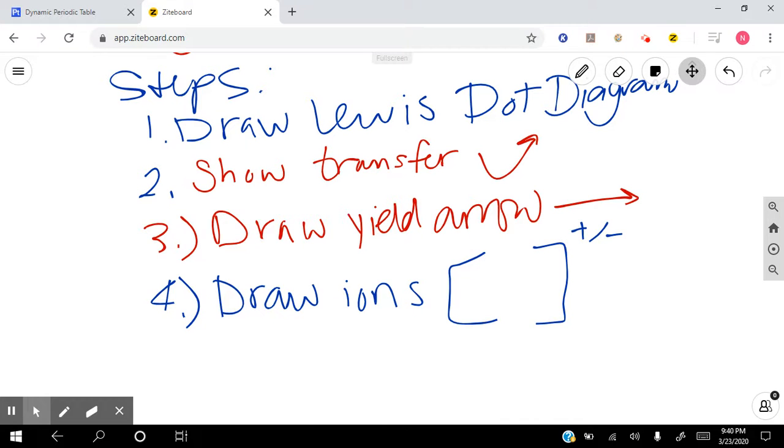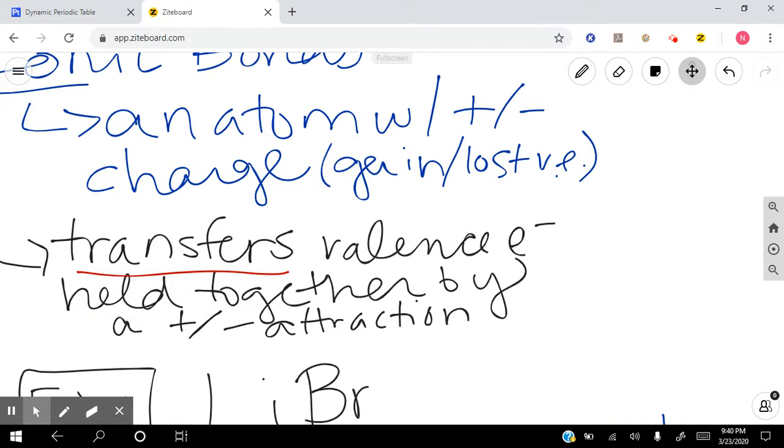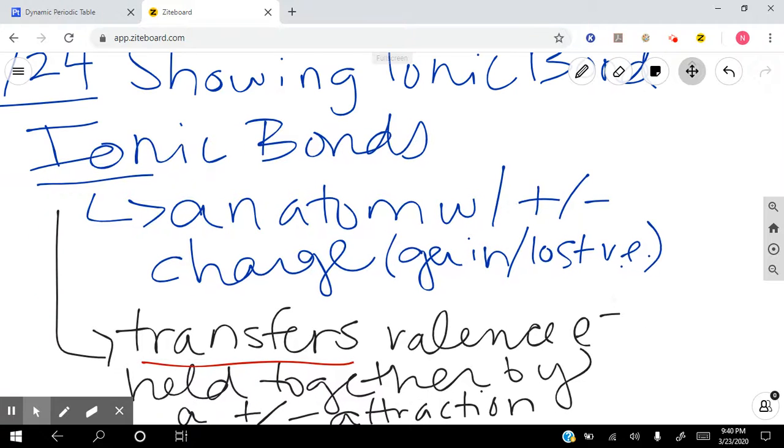This is the third and last segment for showing ionic bonds. So just to recap what we did, we defined an ionic bond as something that has transferred valence electrons. So something is going to give and something is going to gain.